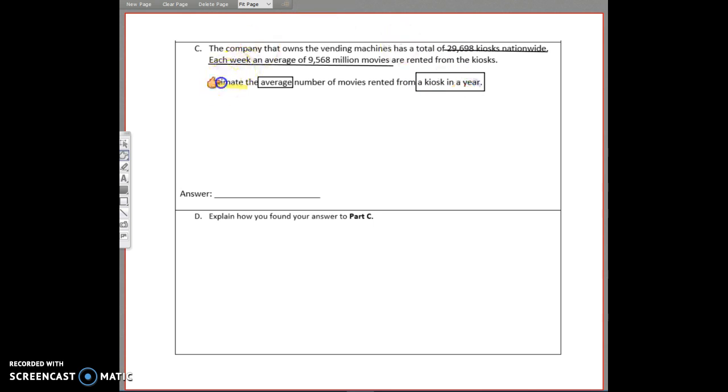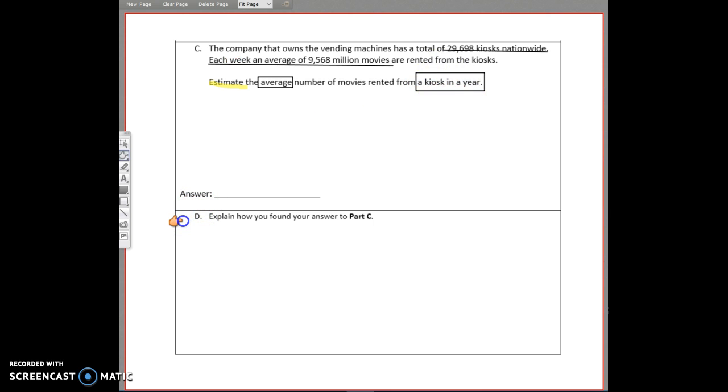Okay, so since it says estimate, you could round this right here to the nearest 10,000 or the nearest 1,000. You could round this as well. Remember, though, this is 9,568 million, so be careful there. So if you can figure out how many are rented from one kiosk in a week, then you can take that and figure out how many are rented from one kiosk in a year.